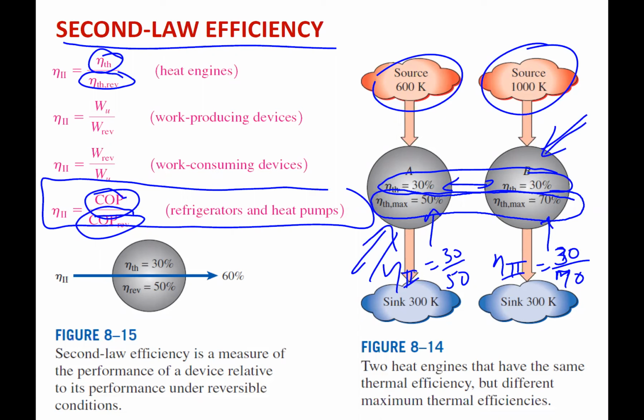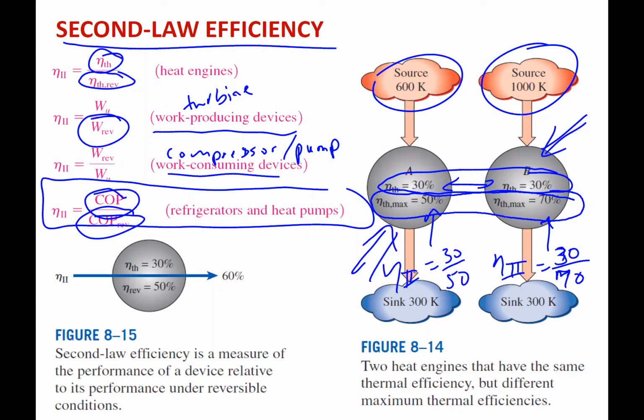All right, so then these other two are just work producing and work consuming. Work producing again is a turbine, right? Work consuming is the compressor or pump. So for a turbine, reversible is going to get you the most work out. The useful, what you're actually doing, is going to be less. So you're just comparing those two to get how good your second law efficiency is. And then here you're just switching, because with a compressor and pump, you're putting in work. So the reversible is going to be less, and your actual is going to be more.